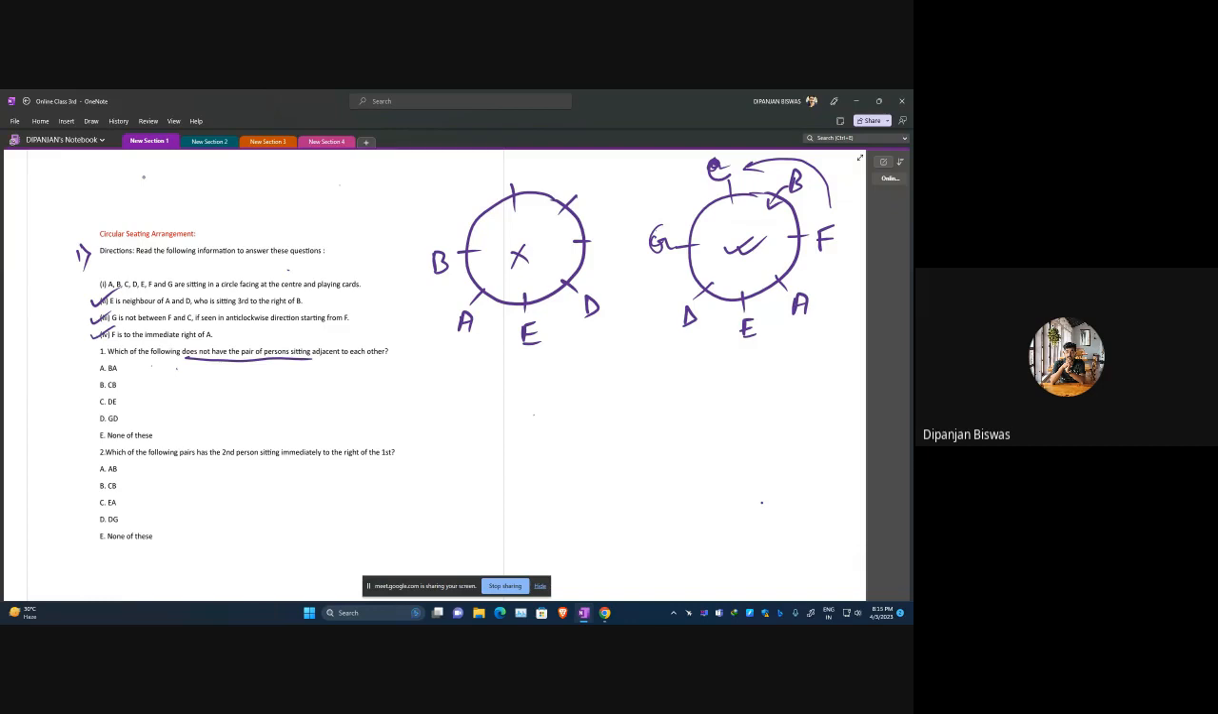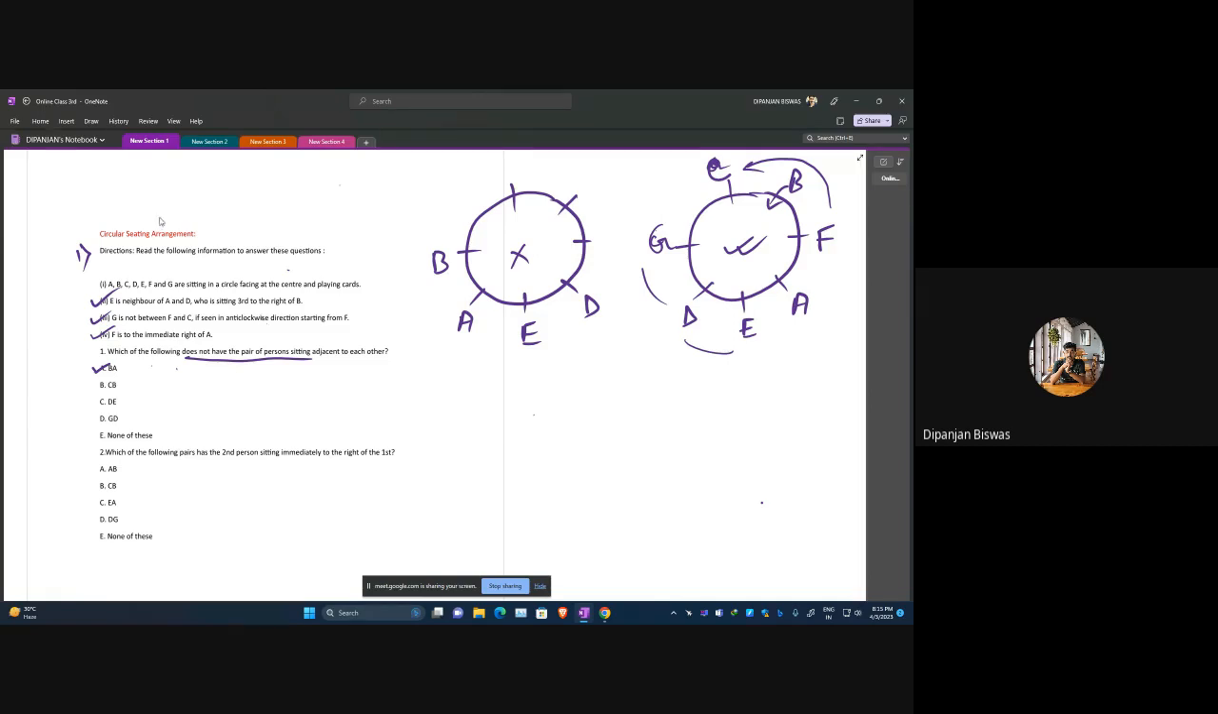Let us check the other options, because I'm a bit skeptical. So this should be the right answer. All other pairs should be sitting adjacent. So C and B are sitting adjacent to each other. D and E are sitting adjacent to each other. G and D are also sitting adjacent to each other. So okay, we have the first option as the right answer.